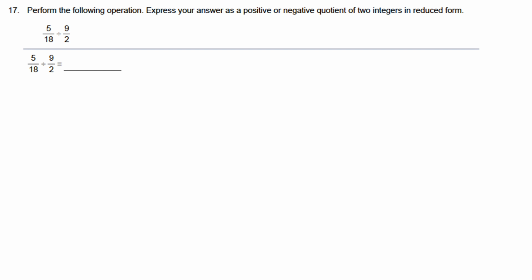Here we're going to divide 5 over 18 by 9 over 2. So our first step when dividing fractions is to keep the first fraction. So we'll write 5 over 18. Change the division sign to a multiplication sign. So I'll write a multiplication dot. And then flip the second fraction. So instead of 9 over 2, we're going to have 2 over 9.